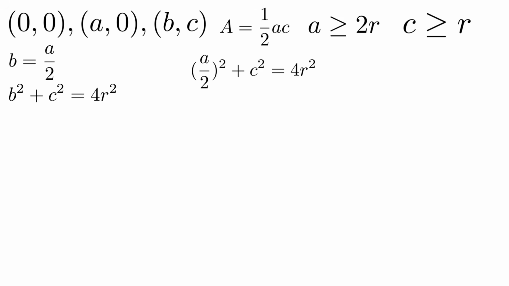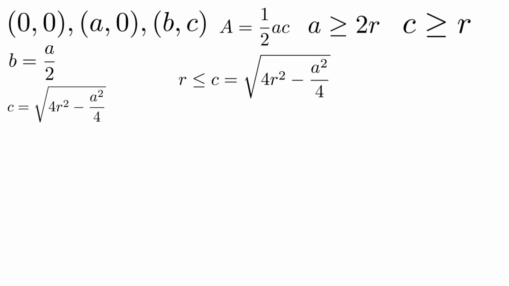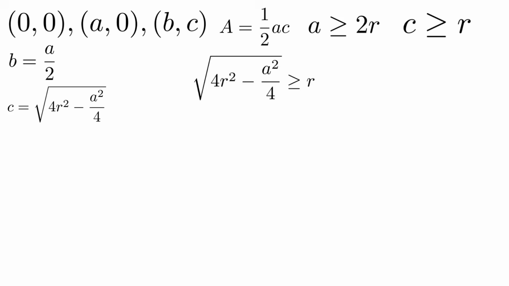This gives (a over 2) squared plus c squared equals 4r squared. We simplify it to this, and then move a to the other side to make it this. Lastly, we square root both sides, giving us c equals the square root of (4r squared minus a squared over 4). Now, since c is greater than or equal to r, the square root of (4r squared minus a squared over 4) is greater than or equal to r. If we simplify this, we get this.